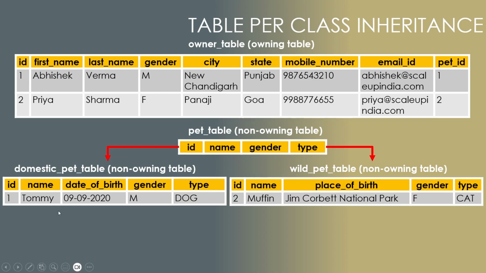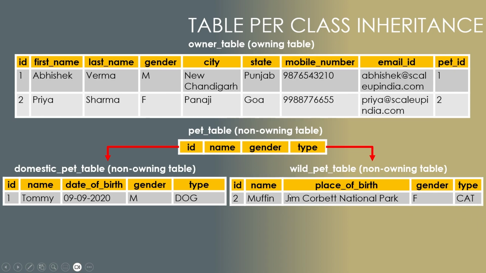So you will see that in the domestic pet table, you have all the columns which are available in the parent table as well as the extra date of birth column. And similarly in the wild pet table, you again have all the columns plus the extra place of birth column. So the advantage is that this time, if you want to get any detail about a domestic pet, you don't need to take help of the pet table. You can see everything here itself clearly. Similarly, if you want to see anything from the wild pet table, you again don't need the pet table. Everything is available here.